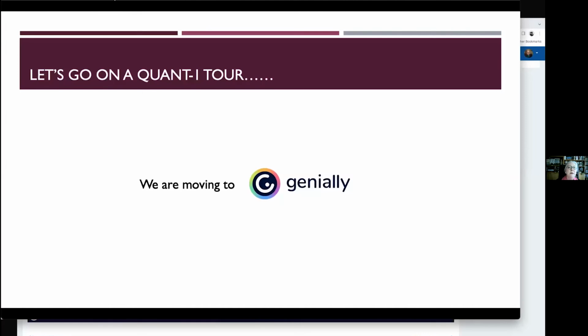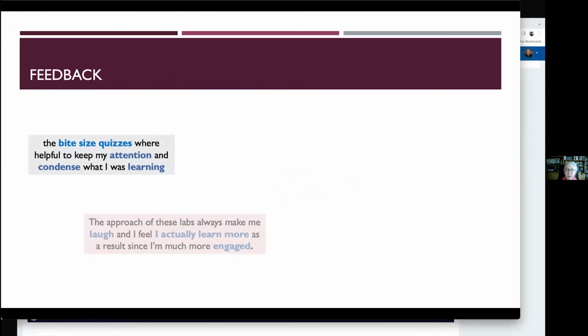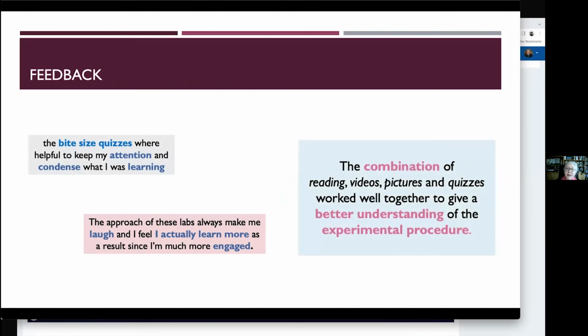I'll move back here. And the student feedback on this was that they really liked these bite-sized quizzes that came along, that kept their attention, that kept that interactivity, kept them going as they went through. They liked this approach, they liked laughing, they felt they were more engaged and they learned more. And I think this person stated here, it was a combination of reading, the videos, the pictures, and the quizzes, and they worked well to help give a better understanding of the experimental procedure.